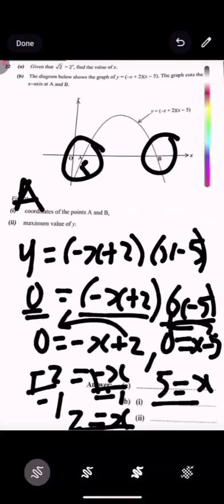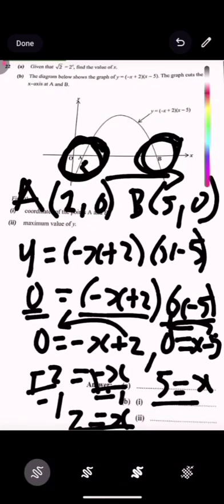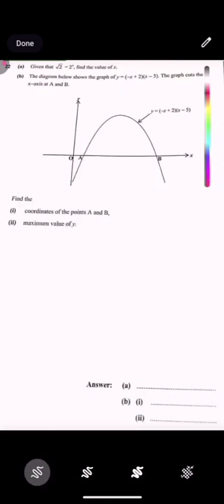A, for example, A seems between 2 and 5. A should be 2 because 2 is smaller than 5, and B should be 5 because this seems to be away from 0. Okay, so this is bigger than this. Therefore, A should be 2, 0, and B should be 5, 0. Remember, the x values are always the first ones. The y values, the zeros, are the second ones. So A 2, 0, B 5, 0.